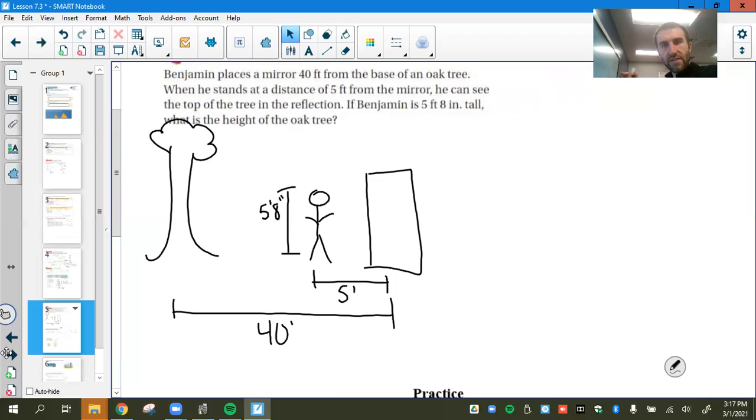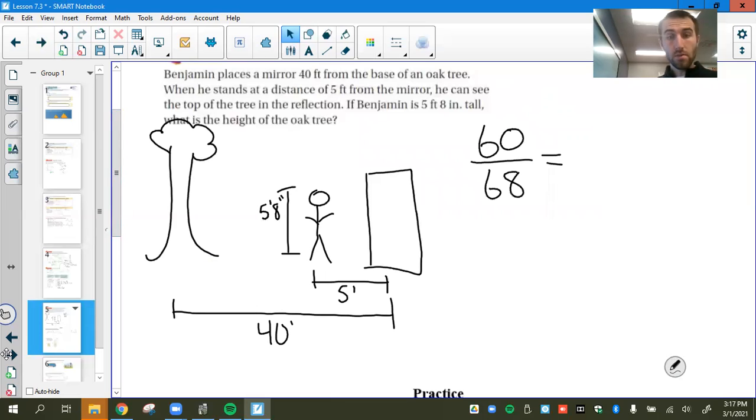Okay, we see 5 feet up, 8 inches. Okay, I'm going to convert this to inches so it's all the same unit. So rather than 5 feet, I'm going to make it 60 inches. Instead of 5 feet 8 inches, that'd be 68 inches. What does that equal to?